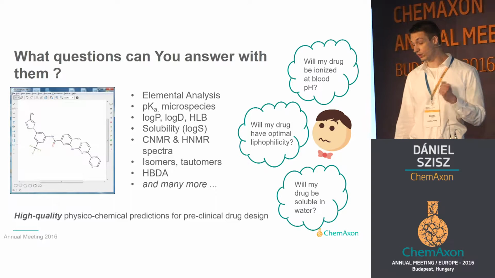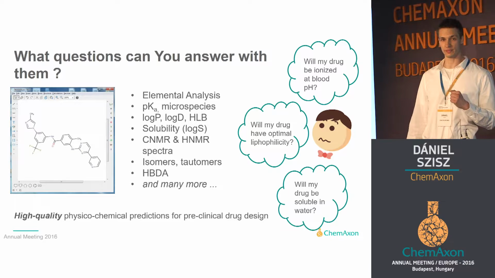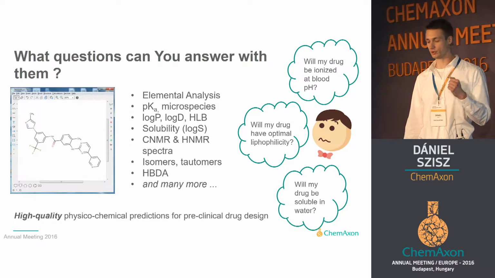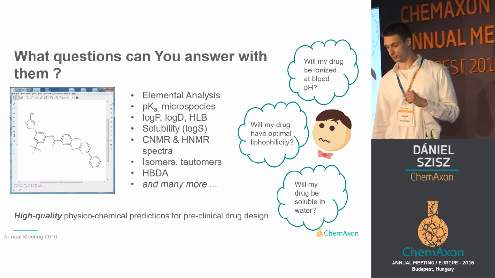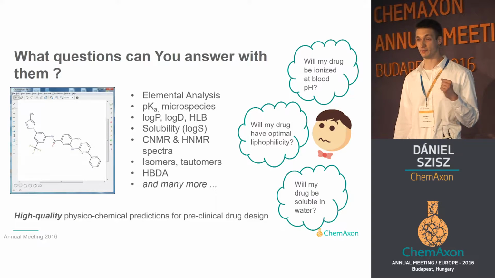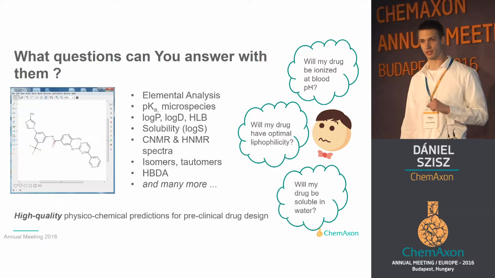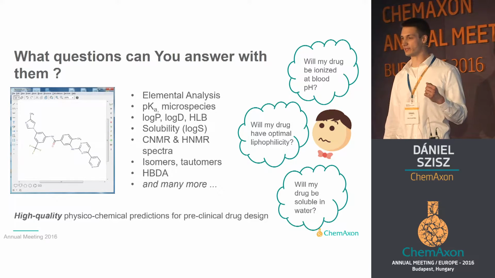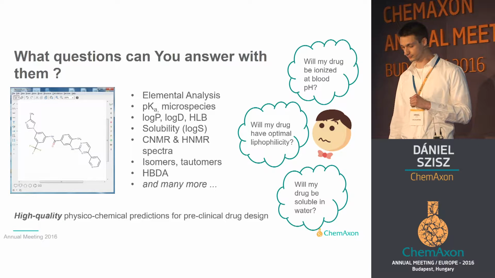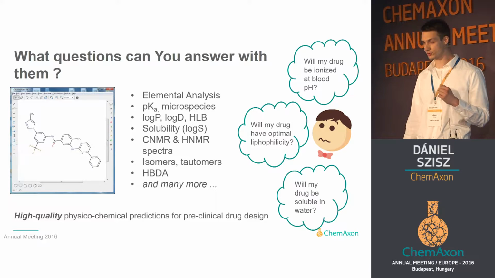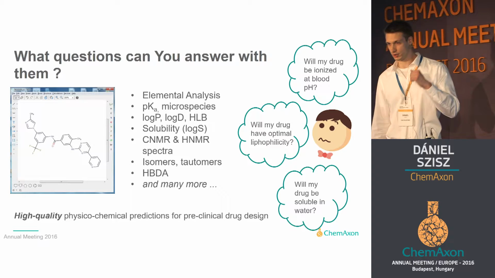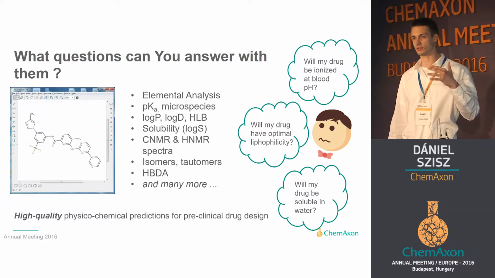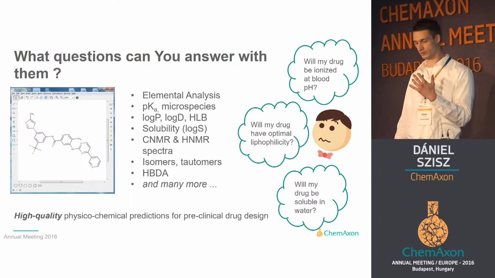A quietly new prediction is the water solubility prediction. We can even calculate pH-dependent solubility. We can predict NMR spectra, so carbon and hydrogen NMR as well. We can generate different sets of isomers and tautomers. And, for example, hydrogen bond donor acceptor sites and counts, and many other important topological and geometrical descriptors.